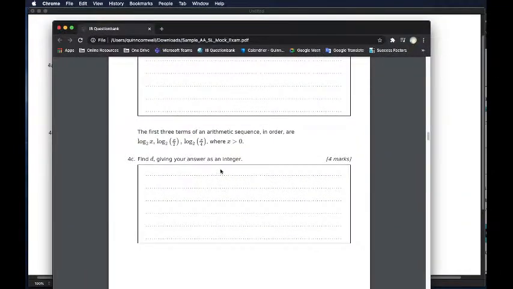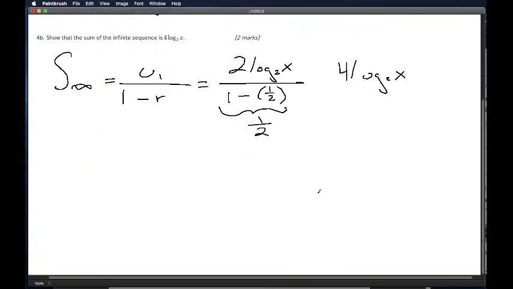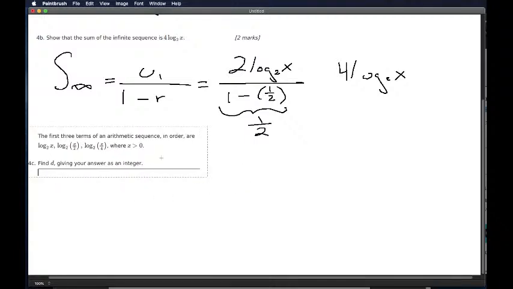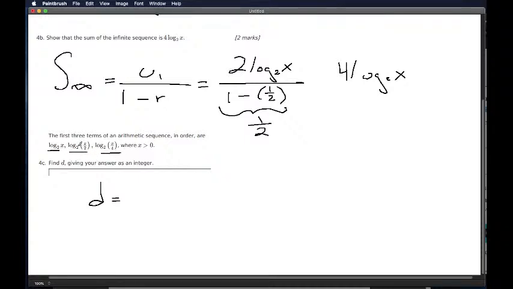And then for C, same idea, but it's an arithmetic sequence. So if you want to find your common difference D, it's as simple as going next minus previous, right? Giving all you guys these formulas. D is equal to next minus previous. So I have u1, u2, u3. Let's find 2 in a row: the next is log 2x over 2, minus previous, which is log 2x. Find D given your answer is an integer.